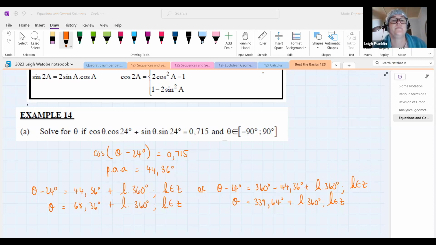Now, if they had said to us, just do the general solution, we would stop there. There's our general solutions. But they didn't. They told us to solve between -90 and 90. So they are giving us an interval. Nonela, you're going to go shift cos, and then you're going to put in your ratio 0,715. When you go shift cos, you are telling your calculator to find an angle. It will give you the acute angle associated with that ratio.